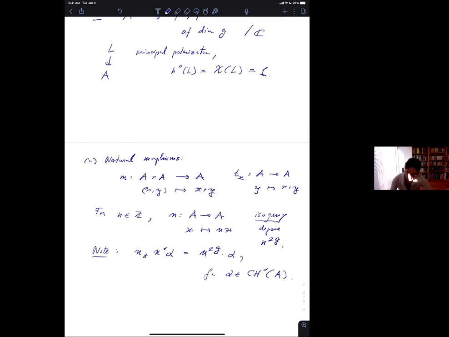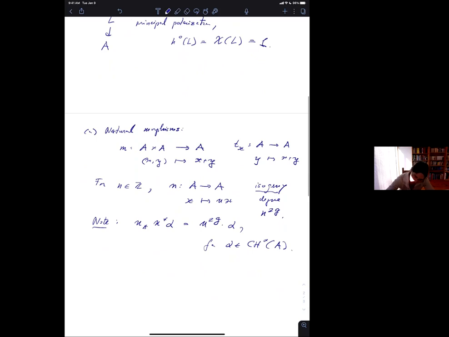I will also have the assumption that this L, the polarization, is symmetric. You can always do this. In other words, its pullback under minus one is itself. So it's a symmetric line bundle.